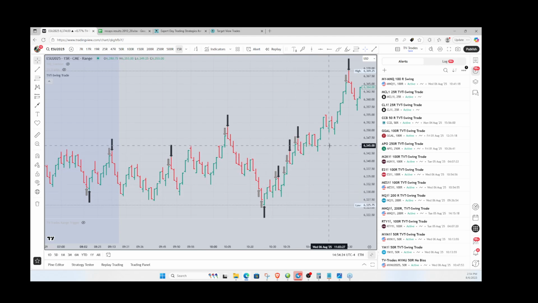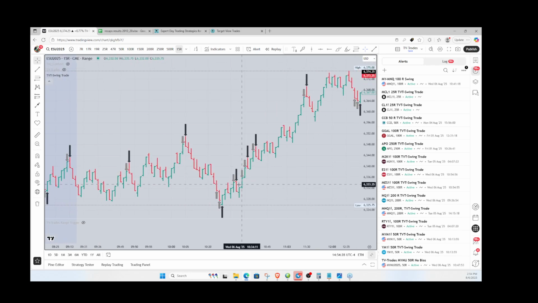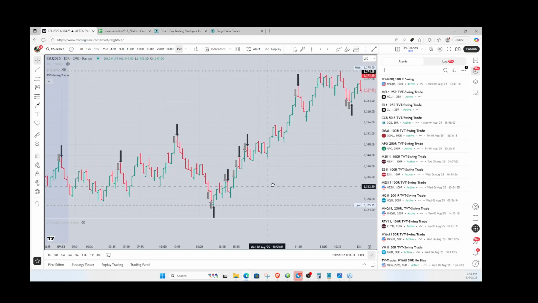That would have stopped out. That would have been good. So you would have had a couple of stop outs, 1 break even, and 1, 2, 3, 4, 5, 6, 7 good trades.